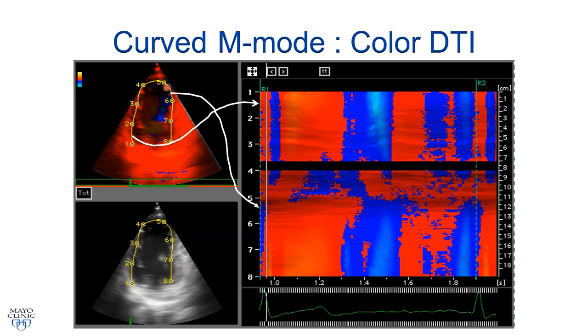So if I wanted to know what's happening between points 5 and 6, I'd come down here between points 5 and 6. Here's the QRS, so this is systole. Velocities are red going towards the apex or transducer. Here we see the early diastolic relaxation or E' velocity going away from the apex or transducer. And here the A' velocity due to atrial contraction.